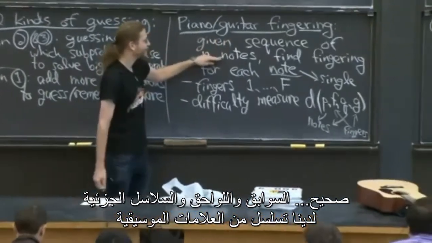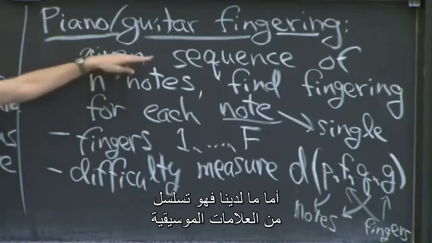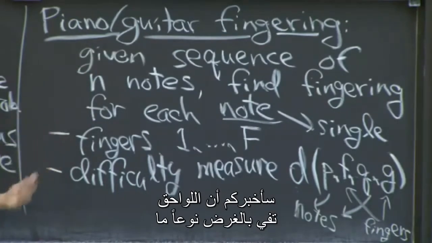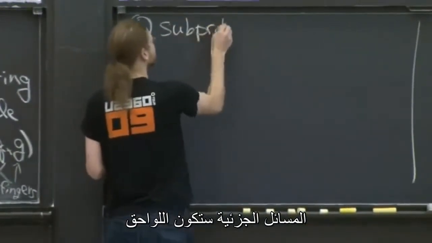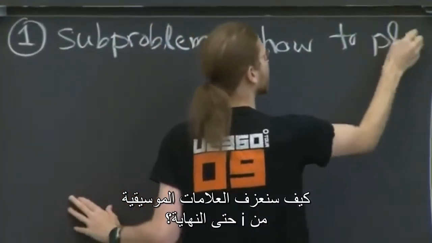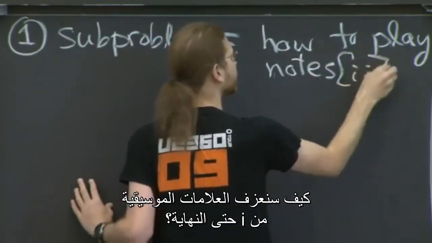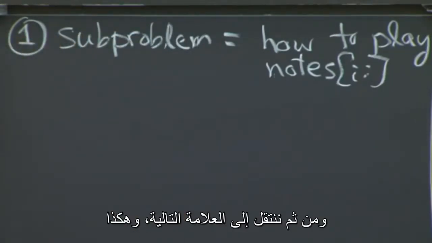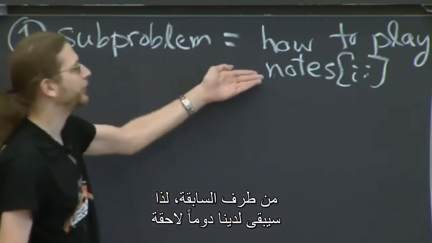We have a sequence of notes. We're not going to worry about the sequence of fingers. I don't think that's too big a deal. What we're given is a sequence of notes, so we should try suffixes, prefixes, or substrings. I'll just tell you suffixes are fine. So the subproblem will be suffixes, so how to play notes from i onwards. Intuitively, we want to figure out how we should play the first note, and then we go on to the second note, and so on. So we're playing them one by one from left to right, from the prefix side, and so we'll always be left with a suffix.